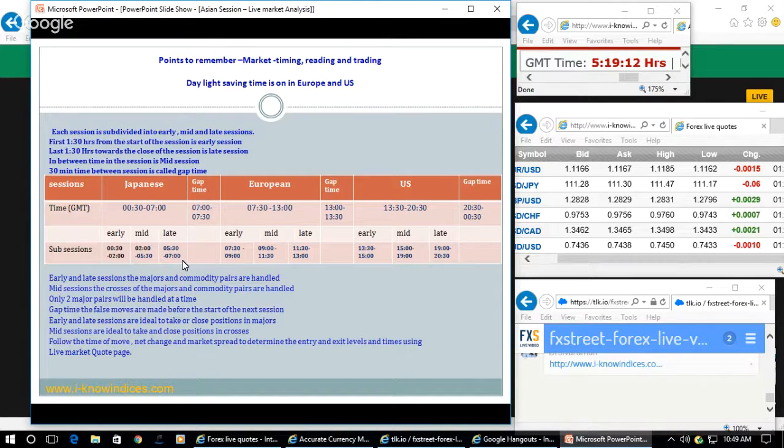Early and late sessions handle the majors. Mid session handles the crosses. That is how they systematically make moves in the majors as well as crosses. In the majors there are variable moves or contrarian moves, while the crosses bring in volatile moves.